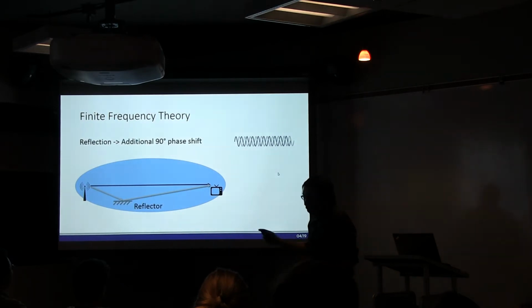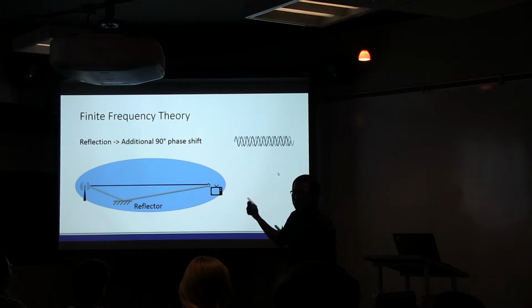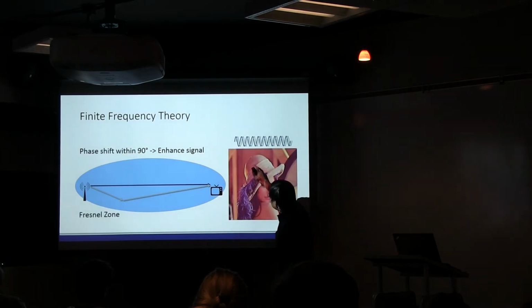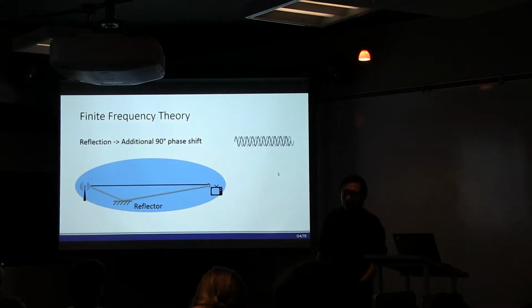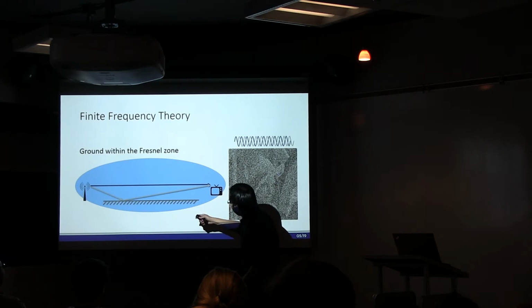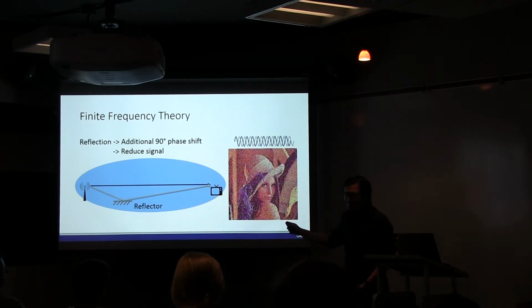However, if the wave is reflected rather than transmitted, it's going to be a different story, since the reflection itself will bring about an additional 90 degrees of phase shift. So you can see the waveform right here. Let me flip back and forth. So this is transmission, and this is reflection. You can see the shift of this green waveform. And the consequence is that, in this case, these two waveforms are canceling each other. So if you have a reflector within this Fresnel zone, the signal is going to be reduced.